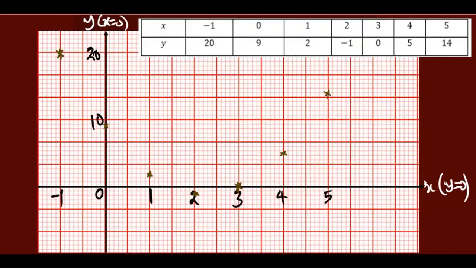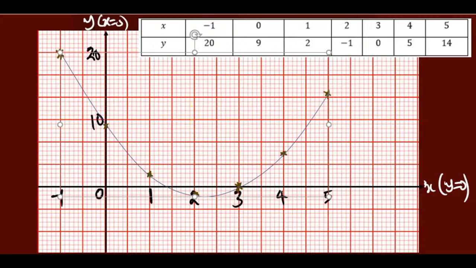So let's join the points. So we'll start with this. We'll move to that. We'll move to that. We'll move to that. We'll move to that. We'll move to that. We'll move to that. So that's our curve.